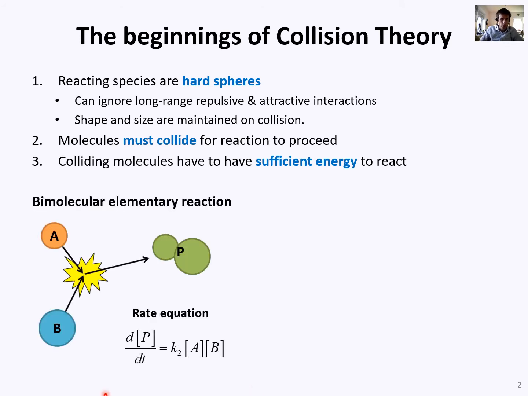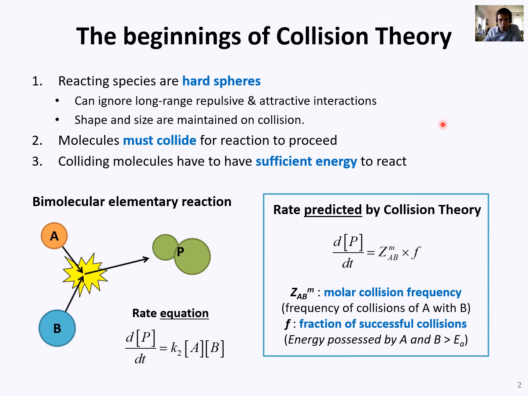So essentially we're going to go back to our bimolecular elementary reaction that I introduced in the previous video. We've got A colliding with B, and that collision generates product P. Again, just as we had before, we have a rate equation for this process. It's a second order process, so the rate is proportional to both the concentration of A and the concentration of B, and the rate constant is k2. Okay, so this is just a general rate equation that you should be familiar with.